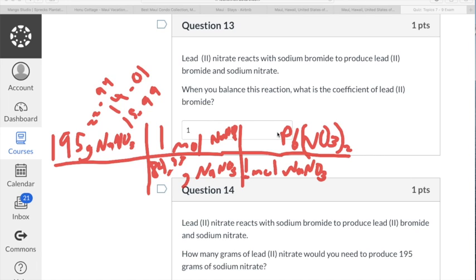And then I look at my balanced reaction. I wrote that down just a moment ago. And it looks like I have 2 moles of sodium nitrate for every 1 mole of PbNO3. So this is 1 mole, and this is 2 moles. Where did I find that? I found that from my balanced reaction. I wrote my balanced reaction down right here on question 13. So I looked up my balanced reaction and saw that, oh yeah, for every 2 moles of sodium nitrate, I get 1 mole of PbNO3.